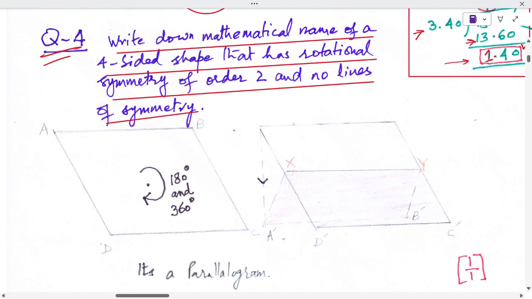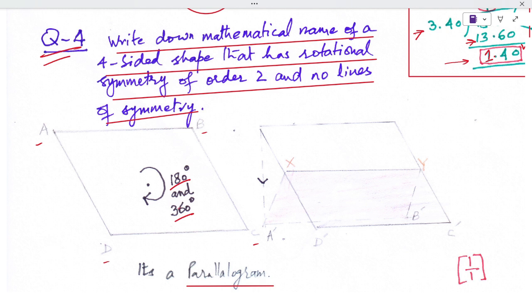In the figure ABCD, I have made a parallelogram which is a four-sided figure. And I have given it a rotation of 180 degrees and 360 degrees. These are the only two positions in which the parallelogram will overlap its original position.